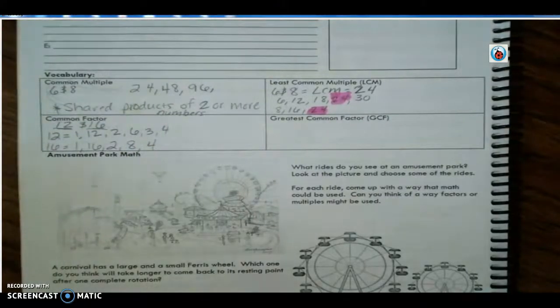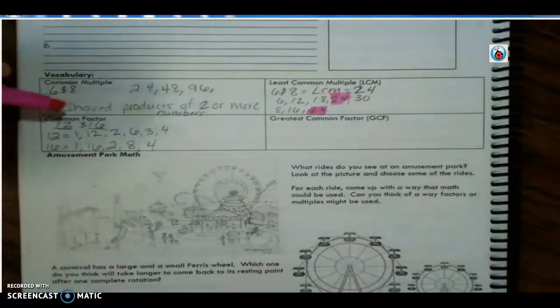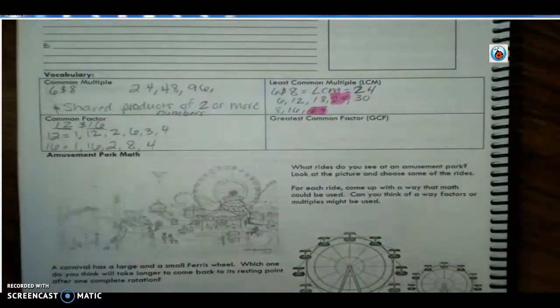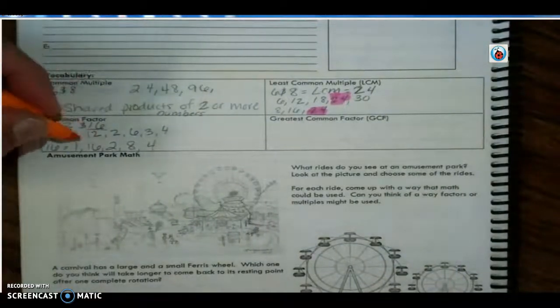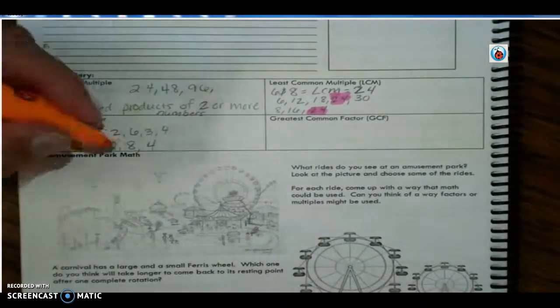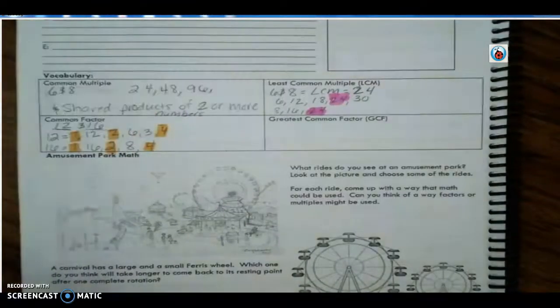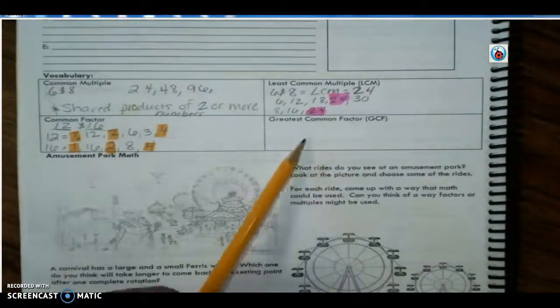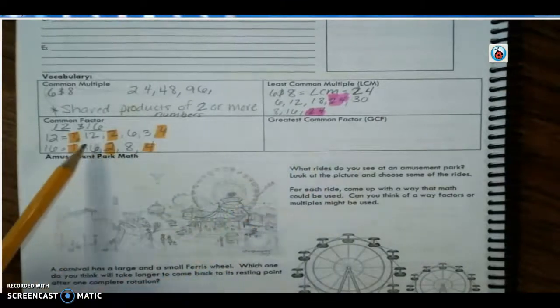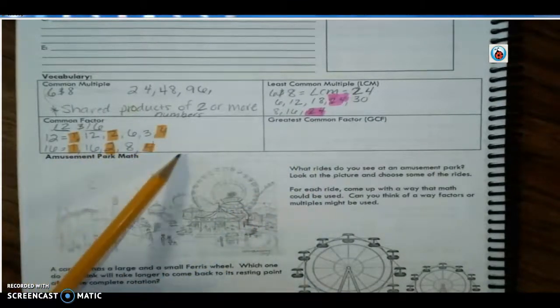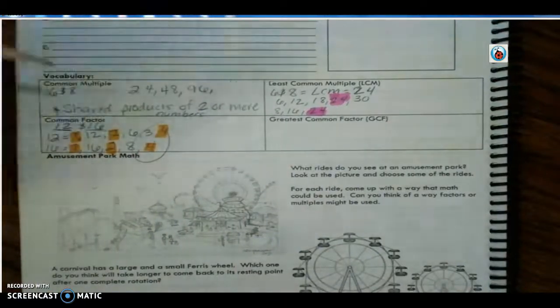Okay, so what are the common factors that they share? Well, they share a 1, they share a 2, and they share a 4. Those are all, I keep saying multiples, those are the common factors, so 1, 2, and 4. And the greatest common factor is just the biggest one of these. Which one's the biggest? The 4 is the biggest. So greatest common factor is, once you have all the common factors, you just look for the biggest one. That's the greatest common factor.